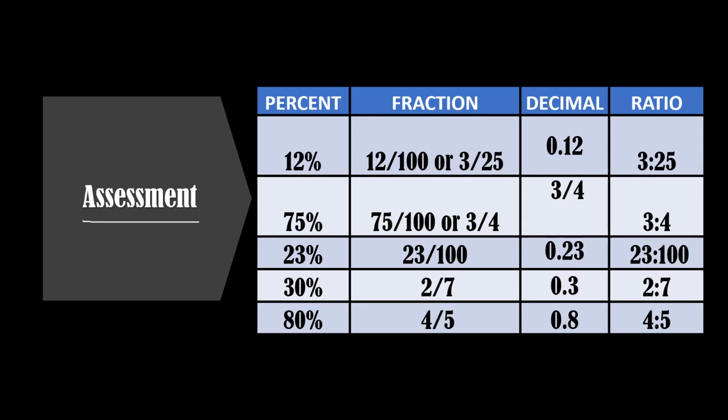Here, the percent is 30% and the fraction is 3 over 10 and the decimal is 0.3 or 0.30 and the ratio is 3 to 10. And the last one, 80%. So the fraction for 80% is 4 over 5 and the decimal is 0.80 and the ratio is 4 to 5. Okay? Is there any question? Okay, let's proceed to lesson 2.